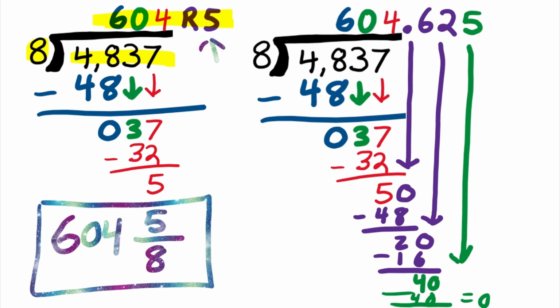So all 3 of these would be accurate answers to this particular division problem. That's 3 different ways to write a quotient. I do hope that was helpful to you.